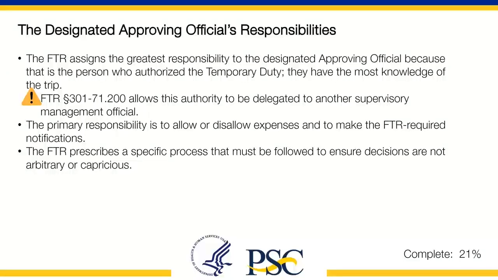The FTR assigns the greatest responsibility to the designated approving official because that is the person who authorized the temporary duty. They have the most knowledge of the trip. FTR Section 301-71.200 allows this authority to be delegated to another supervisory management official. The primary responsibility is to allow or disallow expenses and to make the FTR required notifications. The FTR prescribes a specific process that must be followed to ensure decisions are not arbitrary or capricious.